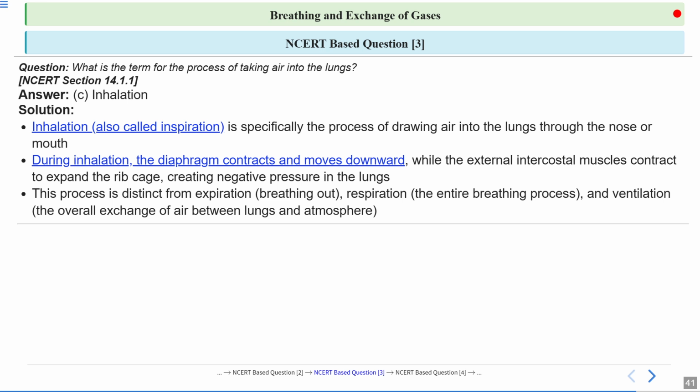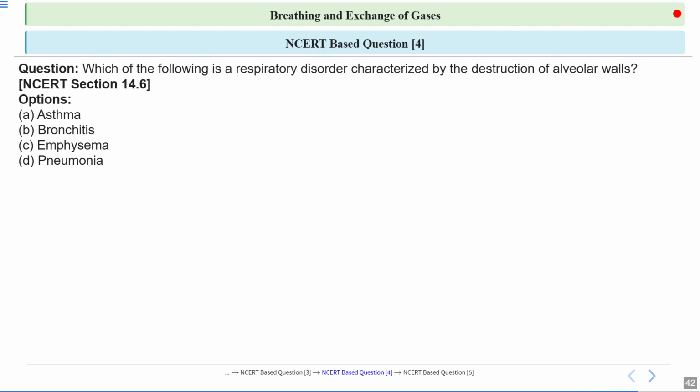Okay, let us take the next question quickly. Which of the following is a respiratory disorder characterized by the destruction of alveolar walls? Here they are talking about the destruction of alveolar walls, right? Coming from the NCERT section 14.6. A, asthma; B, bronchitis; C, emphysema; and D, pneumonia. These are diseases that are related to the lungs only. Let us see the answer of this question.